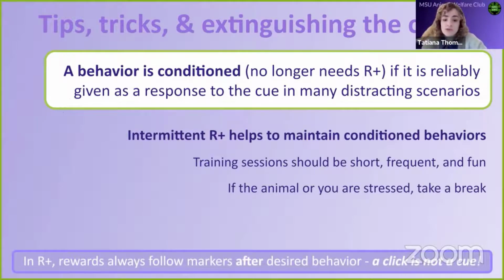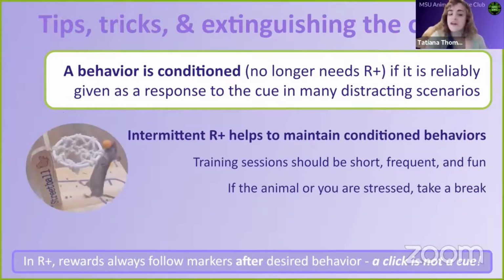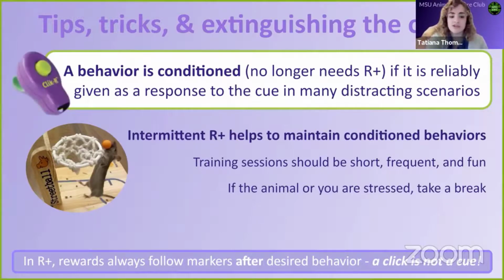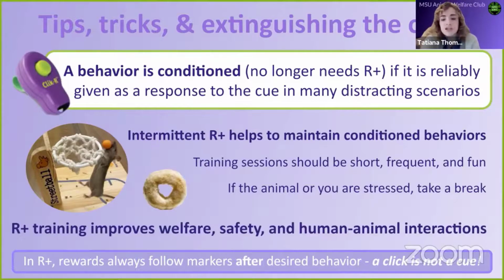In that positive reinforcement, like I said, the rewards always follow the markers after the desired behavior. That means your click is not a cue and you cannot use your clicker to get your animal to come to you, only after they come to you. So if your mouse scores a basket, you can give them a click and a treat. The big picture is that positive reinforcement training improves welfare, safety, and human-animal interactions.